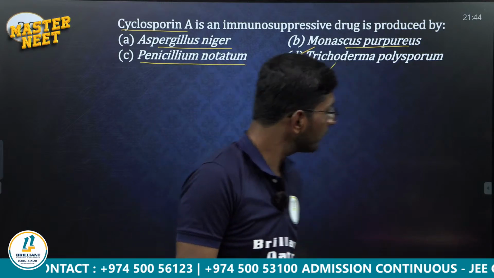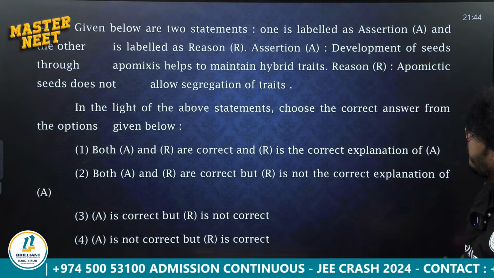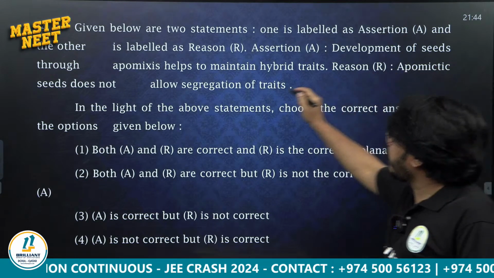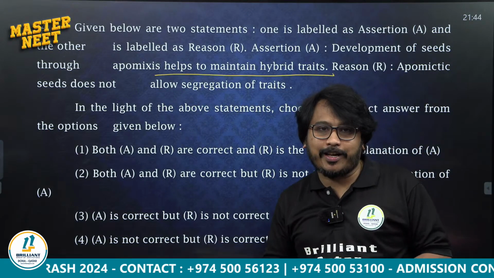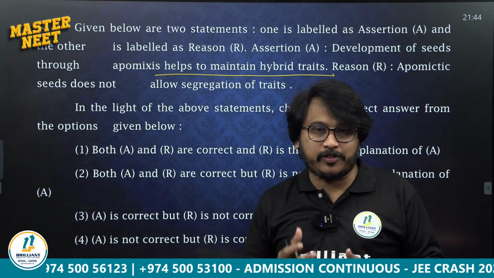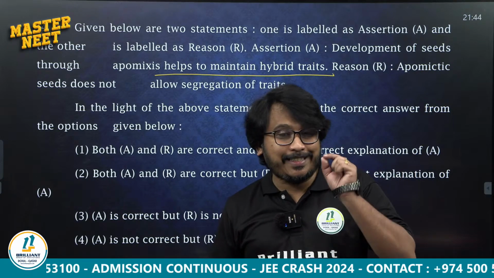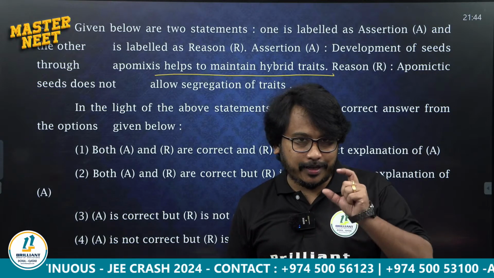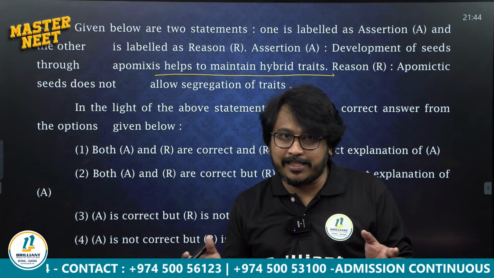Right? Next one. Given below are two statements. One is assertion and the other is reason. So here the assertion: development of seeds through apomixis helps to maintain hybrid traits. That is correct, because apomixis is the formation of seed without fertilization. That is the reason NCERT also mentions it is an asexual reproduction that mimics sexual reproduction. So here seed is formed directly without fertilization, so there is no chance of any genes getting lost.